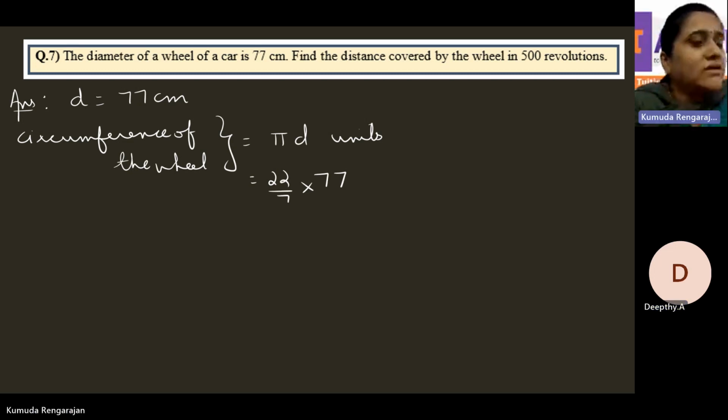Excuse me, ma'am. One second, Deepthi. For finding circumference, if radius is given, use the formula 2 pi r. If diameter is given, use pi d. The two formulae are pi d and 2 pi r for finding circumference.